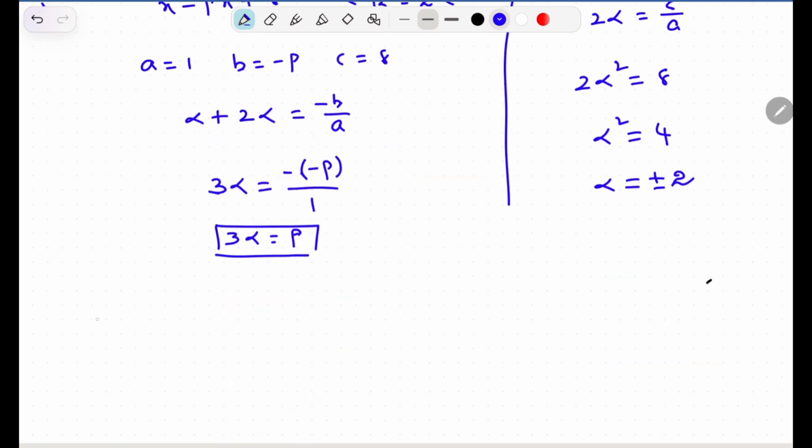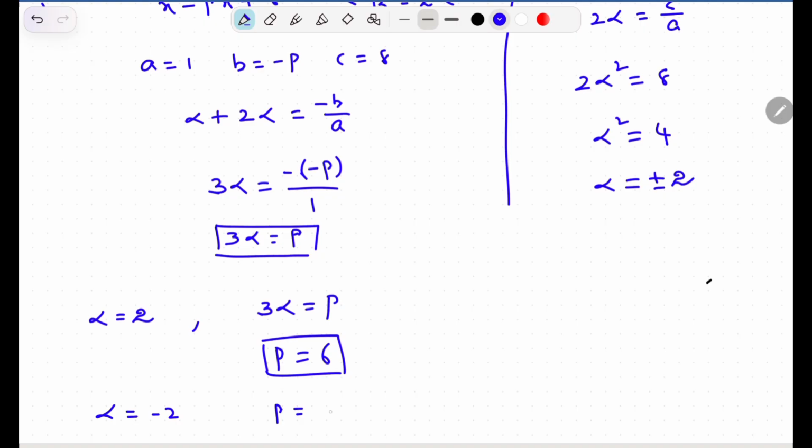So if I take alpha as 2, therefore 3 alpha equals p. So 3 into 2, the p value will be 6. If I take alpha value minus 2, therefore p will be 3 into minus 2, that is minus 6.